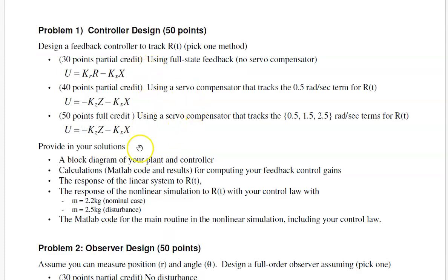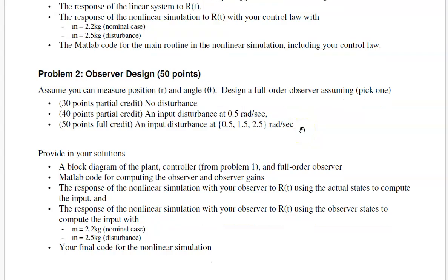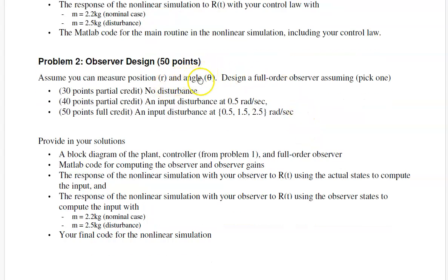The first problem is design a control law. More and more points as you add, make it more and more complicated. If you're shooting for an A, I want to track 3 different sine waves. One at 0.5, 1.5, and 2.5 radians per second. Part 2 is design the observer, assuming I can only measure position and angle. Design a full order observer to track the plant, and as you add more and more disturbances, it gets more and more complicated, you get more and more points. For full credit, I want to track a disturbance at 0.5, 1.5, and 2.5 radians per second. That would be when the mass is 2.5 kilograms.